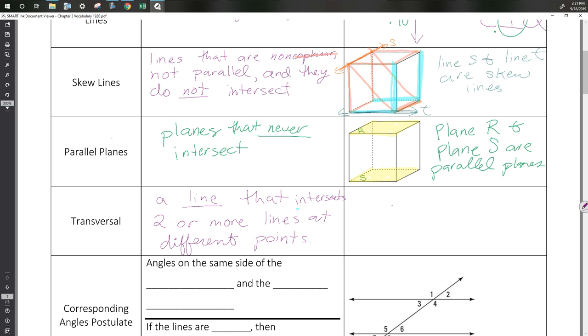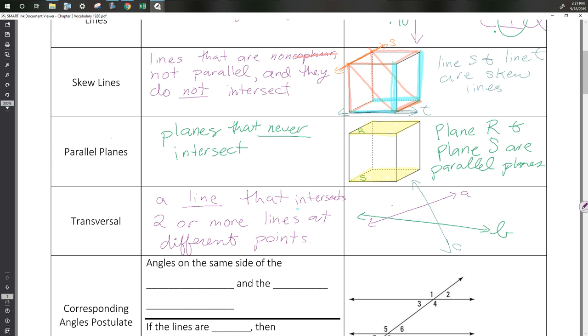So for example, I'm going to have line A and line B. Right now, line A is intersecting line B, and line B is intersecting line A. Now I only have 2 lines, so I can't use that yet. But let's say I have a third line, line C, that's going to intersect both line A and line B at different points. And so that would make line C the transversal of line A and line B.